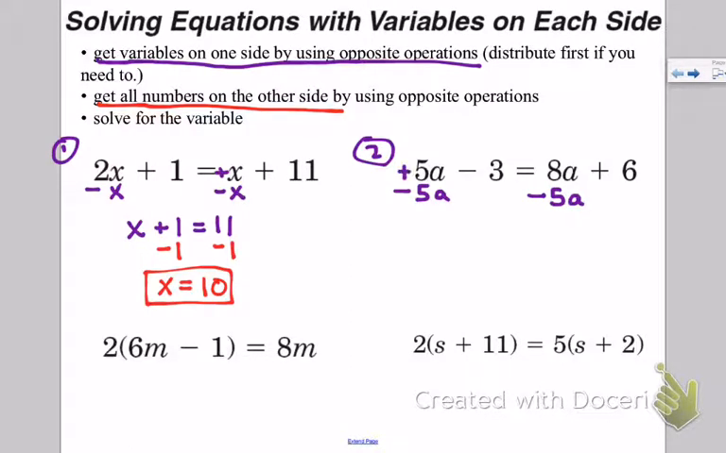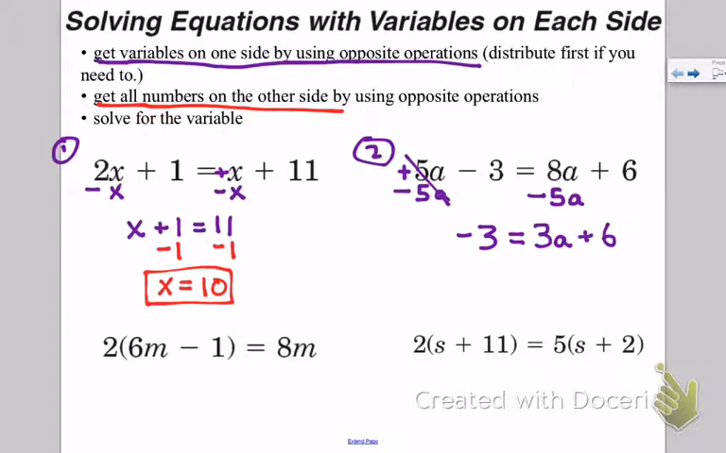Because this was a positive 5a, by subtracting it, I'll get it to cancel out. And I'm left with negative 3 equals 8 minus 5, which is 3, and my a always stays because I'm adding or subtracting. And then plus 6 is on the other side.